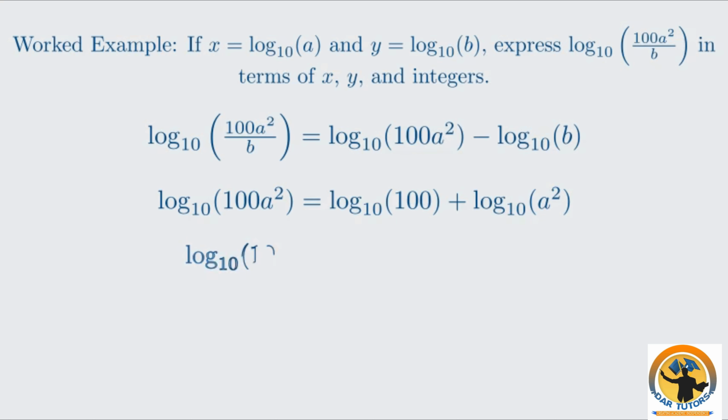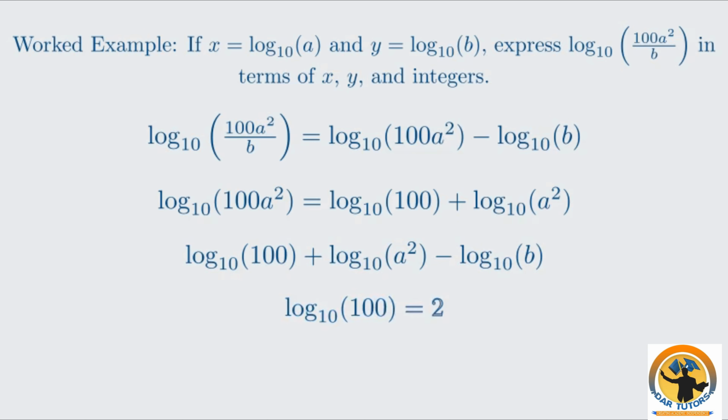Let's substitute this back into our main expression. Our expression is now log base 10 of 100 plus log base 10 of a squared minus log base 10 of b. We can simplify the first term, log base 10 of 100. This asks, what power do we raise 10 to get 100? The answer is 2. So log base 10 of 100 is 2. For the second term, log base 10 of a squared, we can use the power rule. The power rule allows us to bring the exponent down as a multiplier. So log base 10 of a squared becomes 2 times log base 10 of a.